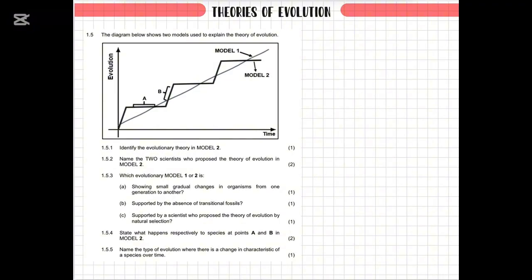So the diagram shows 2 models used to explain the theory of evolution. We have model 1 as well as model number 2. Model 1, we can see it's like gradual going up, while model 2 will be the thicker band with straight lines. So first question, identify model number 2. Definitely punctuated equilibrium due to these straight lines and long periods of the thin bands when there's no change in time. Next question, name the 2 scientists, that is Eldredge and Gould.